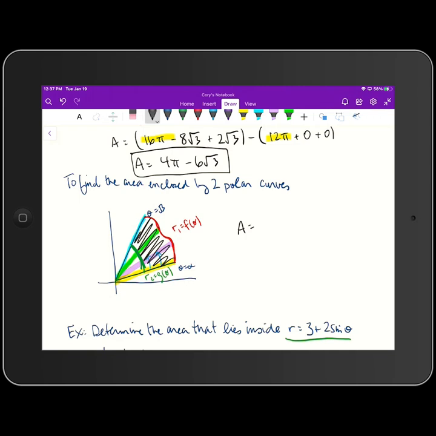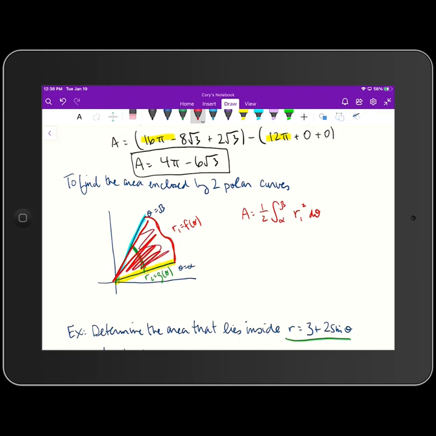all we have to do is take the area of the bigger polar curve. Let's do this in red. The area of the bigger polar curve will be 1/2 times the integral from alpha to beta of my longer radius, which is r sub 1 squared d theta. Let me go back to this graph and erase this stuff. The area of the bigger polar curve is going to calculate all of this area here in red.